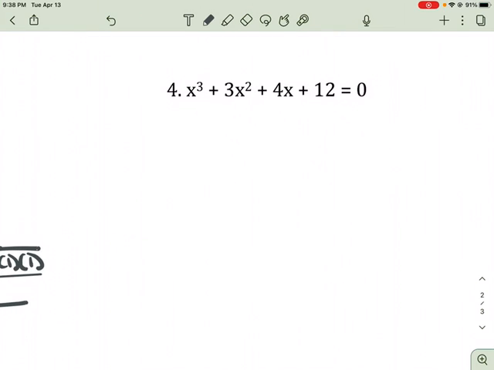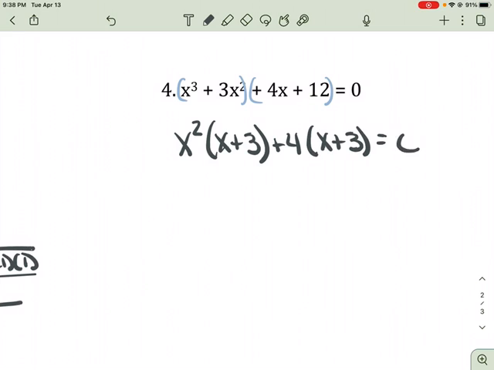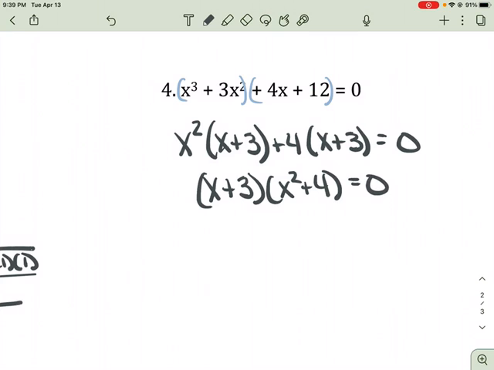All right, so here's a 4-term polynomial. So remember, 4 terms means that we're going to group. I always like this guy for group. So I'm going to put parentheses around the first 2, put parentheses around the second 2, and then we do GCF. So GCF of the first 2, I see an x squared. GCF around the second 2, I see a 4. Okay, I see my 2 binomials that I have in parentheses are the same, so we're good. We did it right. So x plus 3, and then x squared plus 4, and then we're always equal to 0. So we're going to set them equal to 0 and solve.